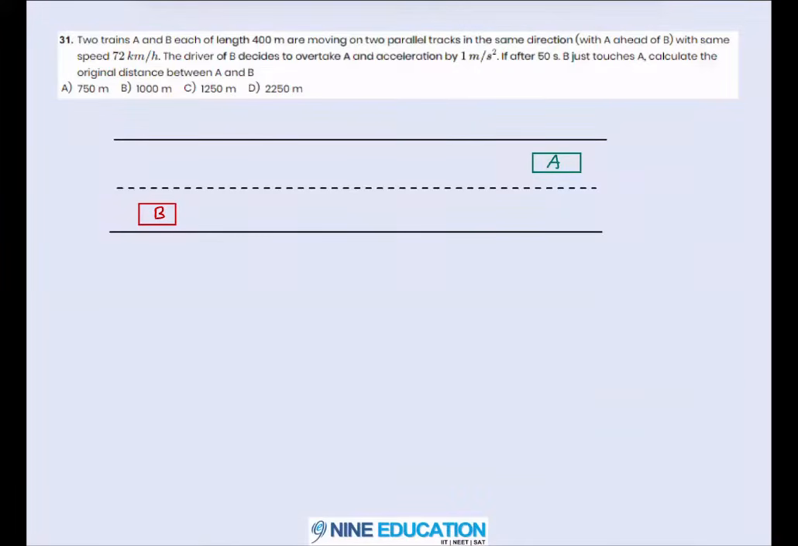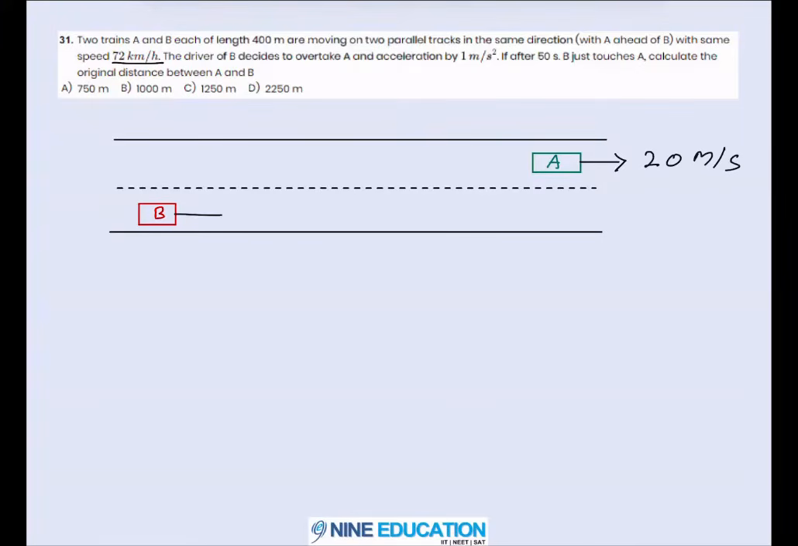Now, in this particular question, two trains, each of length 400 meter, are moving on two parallel tracks. Let's say that this is train A, moving with 72 kilometer per hour. If you convert that into meter per second, you just have to multiply by 5 by 18. That will be about 20 meter per second.